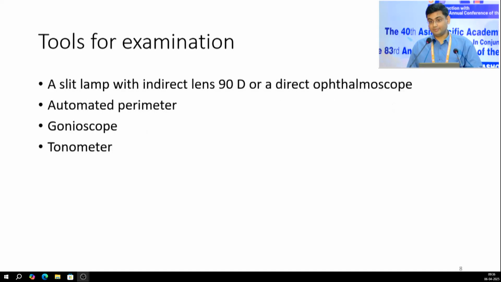So how to examine the patient? You should have a good slit lamp with an indirect lens, 90D preferably, or a direct ophthalmoscope. Then you should have an automated perimeter, a gonioscope, and a tonometer.